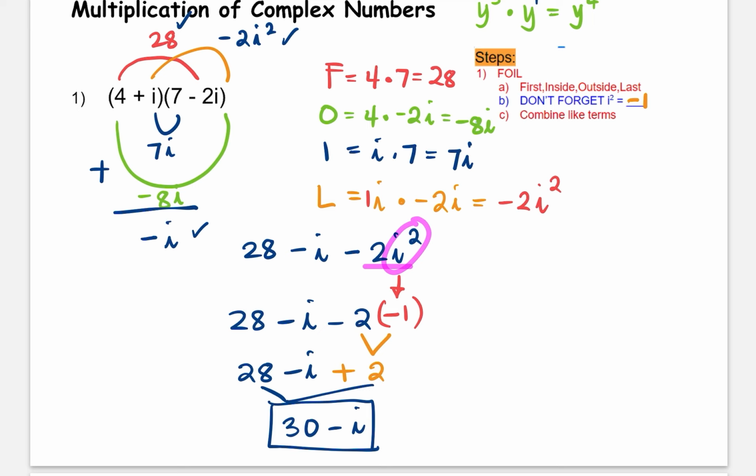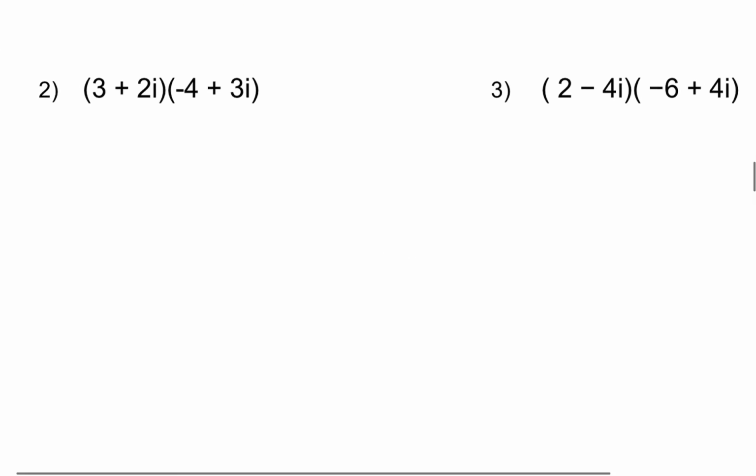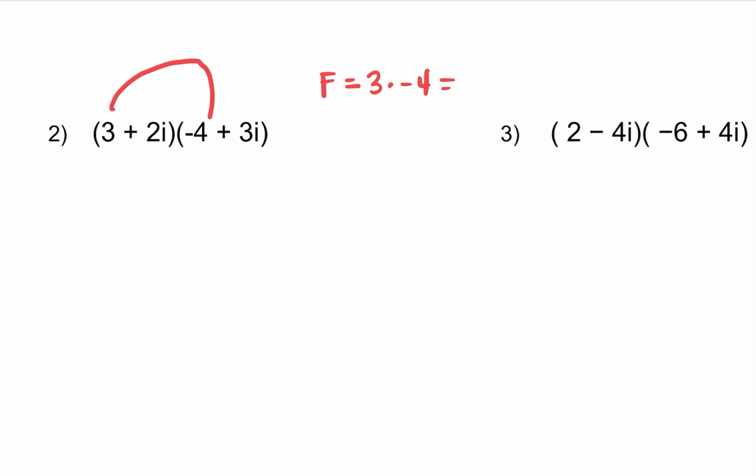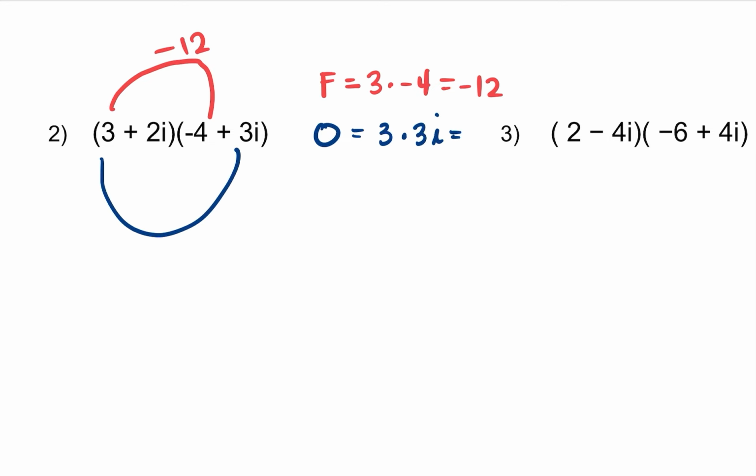Okay, let's try these steps again in the next problem, number 2. Okay, so let's start with F, or the first terms, and the first terms are 3 times negative 4, and that is negative 12. And then we're going to do O, which is outer, and that is 3 times 3i, which is 9i.